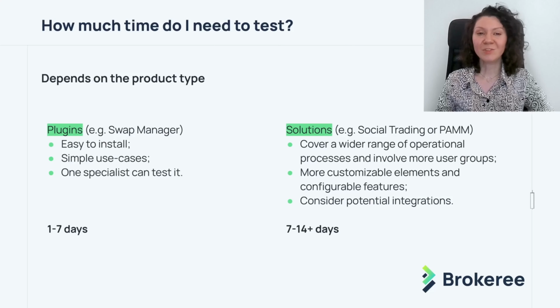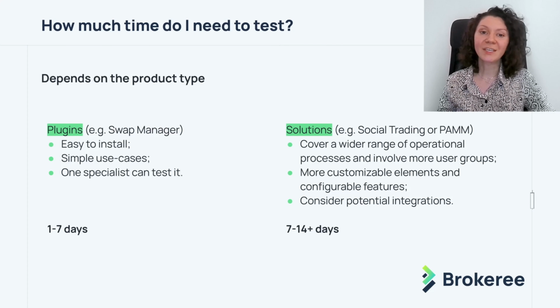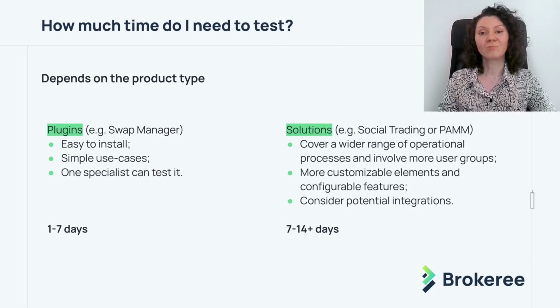How much time do I need to test? The required time varies depending on the product complexity. For plugins, we estimate up to 7 days, since plugins are easy to install, use cases are rather simple and straightforward, and even one person can test it, usually from the dealing team. More complex solutions like social trading or PAM require more time since they cover a wider range of operations and user groups and roles. Additionally, you might want to check the customizable elements and integration capabilities. That will take extra time.